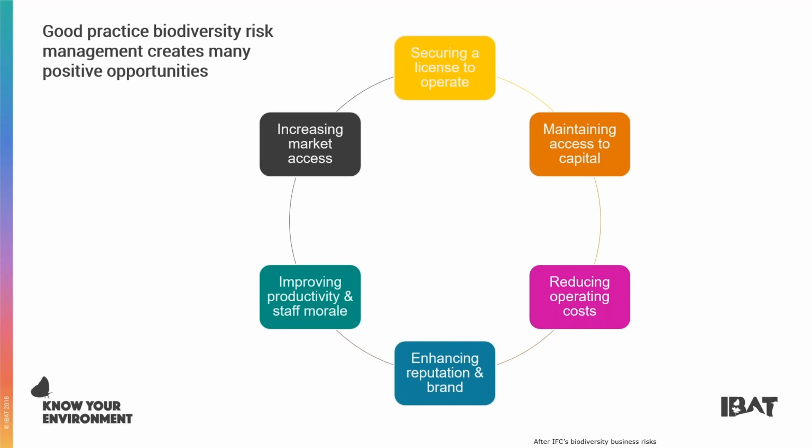Of course, we all know that good practice biodiversity risk management creates many positive opportunities, and that includes a whole host of things such as securing a license to operate, maintaining access to capital, and I suppose that was why the IFC PS6 report is so important for some of our users. It also helps reduce operating costs, and there's been lots of work on what causes project delays. And there was a recent piece of paper on delays, it was specifically for oil and gas projects, but a huge portion of the delays were actually due to social and environmental issues. So I suppose addressing them up front helps avoid those delays.